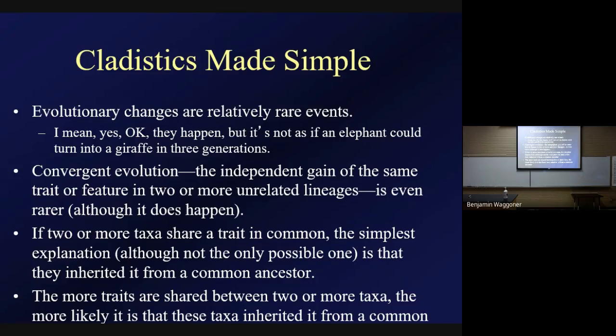So the idea is that if you have two or more taxa, and in case anybody forgot, a taxon just means a biological grouping, right? A species, genus, order, class, what have you. If two or more share a trait in common, the simplest explanation is that they inherited it from a common ancestor. Think back to our Freyaldenhovens.